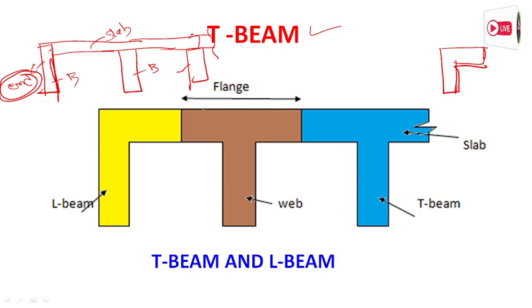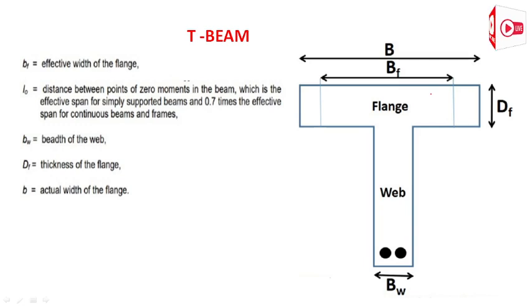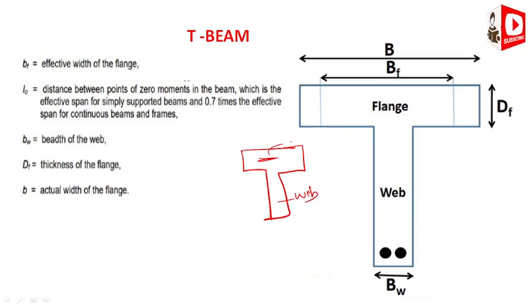You can see this is a flange. We always say the top portion. I will draw here so that you can understand easily. So the T beam looks like this. This portion, the T portion, is always a T section. This portion we call the flange portion, and this is the web portion. Flange portion and web portion.